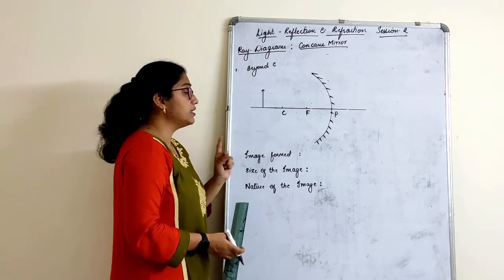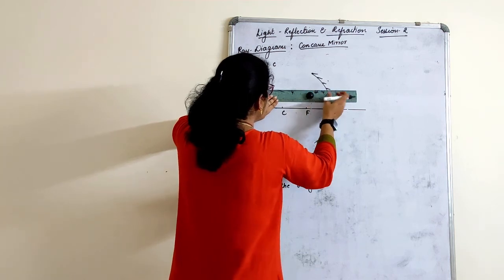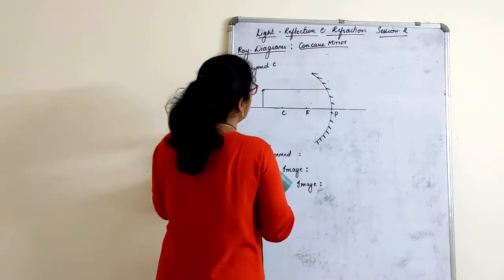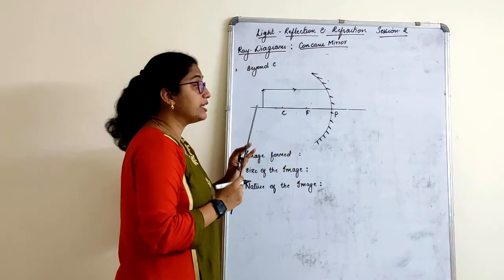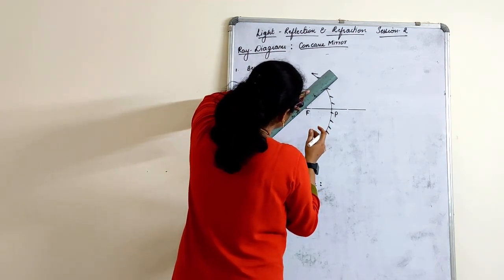That's very important. What is the first rule? The ray travels parallel to the principal axis and hits the mirror, arrow mark. As soon as it touches the mirror, it will move through the focus. Right?